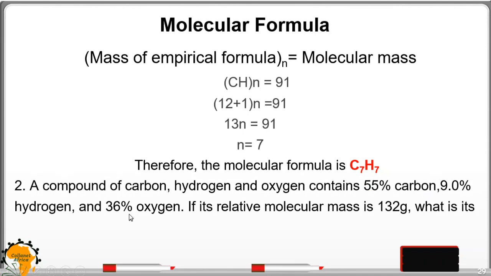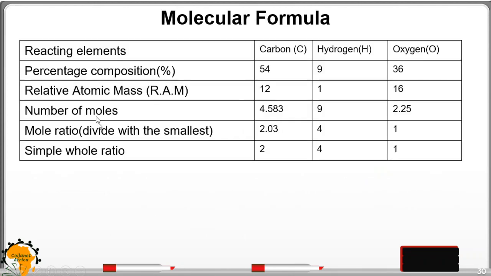A second example: a compound of carbon, hydrogen and oxygen contains 55% carbon, 9.0% hydrogen and 36% oxygen. If its relative molecular mass is 132, what is its molecular formula? This is how it is computed. First of all, you get the empirical formula of this compound with carbon, hydrogen and oxygen. Percentage composition 54, 9 and 36. It should be noted here that when you add the 3, it should give you 100%. Then relative atomic mass of each: 12, 1 for hydrogen and 16 for oxygen.